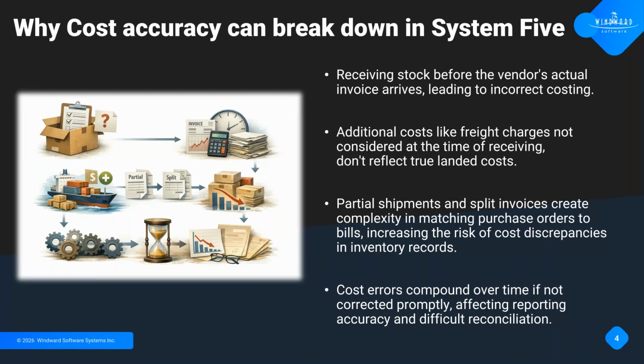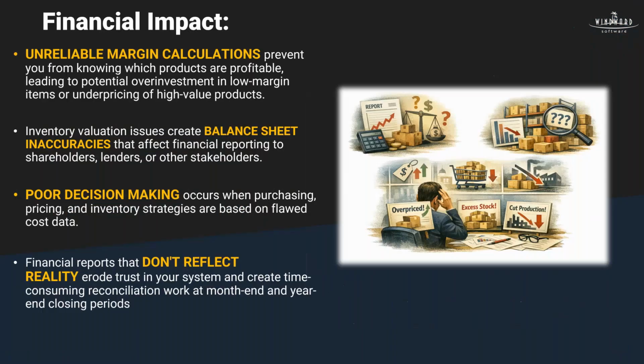Okay, so what is the financial impact? A little bit of repetition here, but we don't want unreliable margin calculations. We know what that can lead to, again, really coming into that decision-making. Same with your inventory value inaccuracies, all leading to poor decision making. I'm not going to spend too much time on this slide because it does repeat a bit, but we want to make sure margins are right, your balance sheet's accurate, and that you're able to make good decisions.